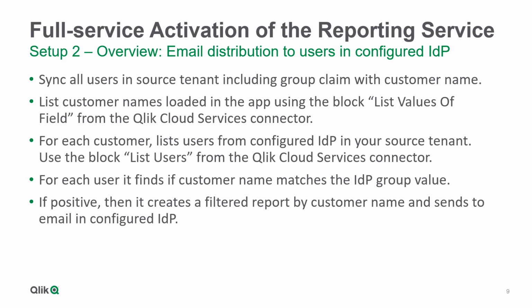The automation will list the customer names loaded into the app using the block list values of field. For each customer, we're going to list users from the configured IDP in your source tenant using the block list users, also from the Qlik Cloud Services connector. And for each user, the automation is going to find if the customer name matches the IDP group value. If positive, then it's going to create a filtered report by customer name and send it to the email configured in the IDP.